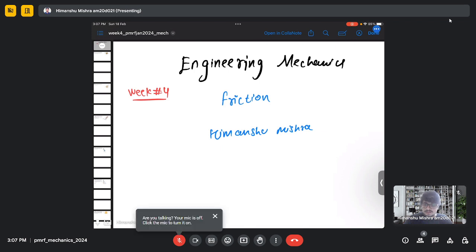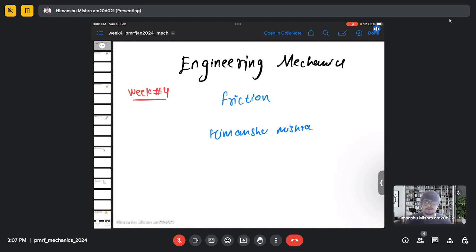So, hello everyone. This week we are going to solve questions from friction, and we will talk about some fundamental friction problems, as well as friction associated with the ladder as well as from the wedge.